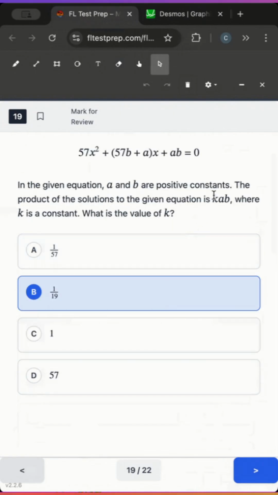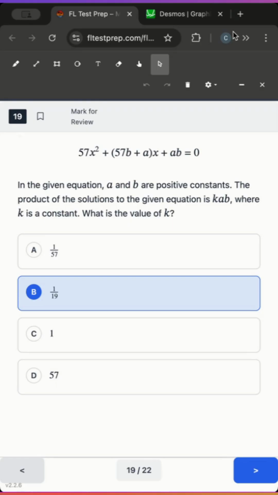All right. Ooh, this question's tough. In the given equation, A and B are positive constants. The product of the solutions of the given equation is KAB, where K is a constant. What is the value of K? I already see this. Do you guys know this quadratic SAT trick?